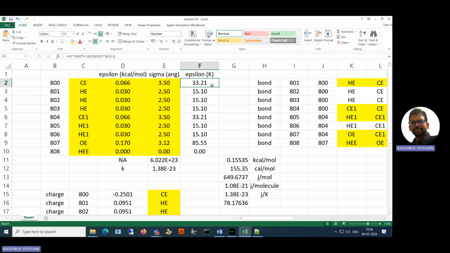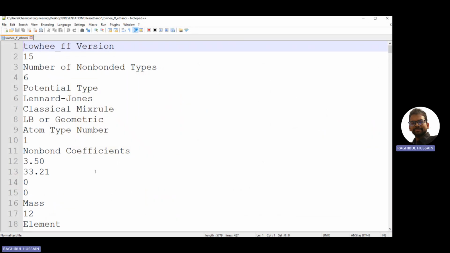In the force field file, first you have to fill in the values of sigma and epsilon. So just check your force field file. Here is our force field file. First is the version, 15. Type of non-bonded is 6, that is, 6 different types of atoms we have. Then the next is Lennard-Jones potential. You write LB or geometric, whatever you want to use.